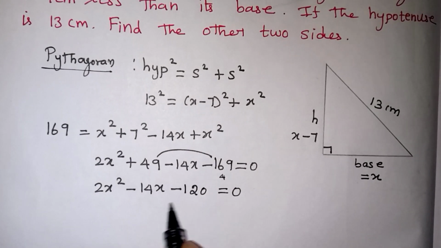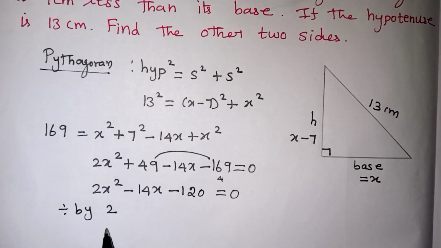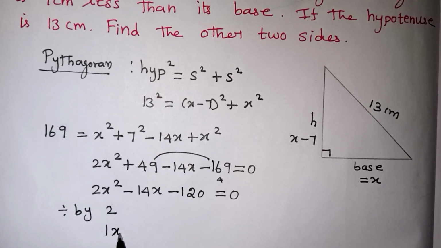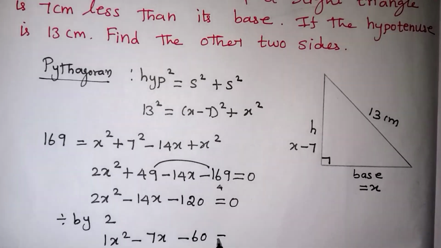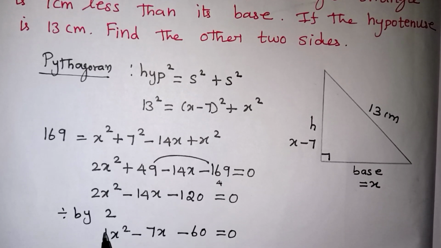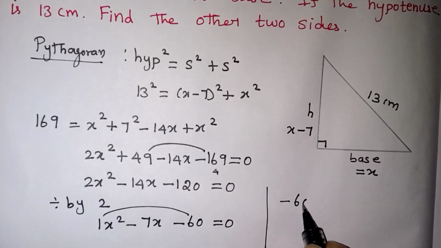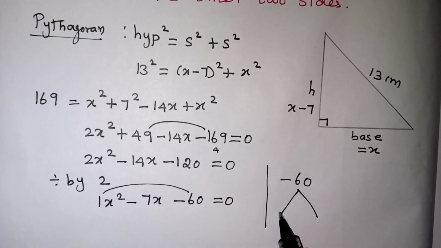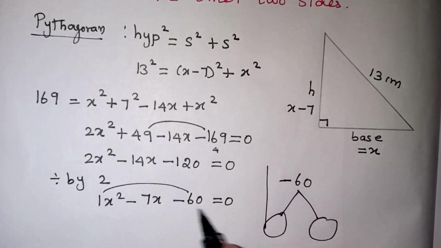All these numbers are divisible by 2, so divide by 2 on both sides. Dividing by 2, this is x squared, this is minus 7x and this will be minus 60, which is equal to 0. Again we are going to factorize now. 1 into minus 60 is minus 60. When multiplying, minus 60 should come, and when adding, minus 7 should come.